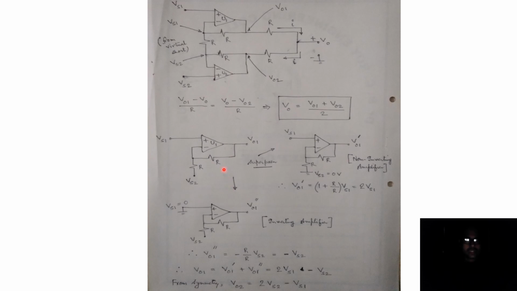In the next instance, we repeat the superposition theorem when we are deactivating Vs1. So see that Vs1 is connected to ground here, and we are allowing Vs2 to be present in the circuit. So now it turns out to be an inverting amplifier. And with an inverting amplifier, we know that the output voltage is simply the negative of the feedback resistance by the input resistance multiplied by the input source. So this is negative of R by R multiplied by Vs2, so this is negative of Vs2.